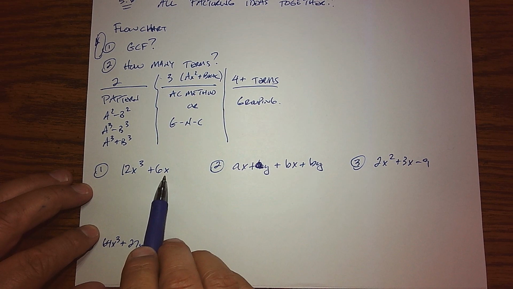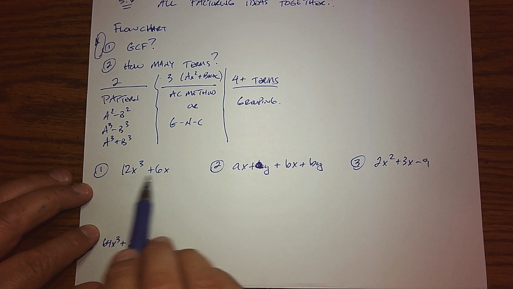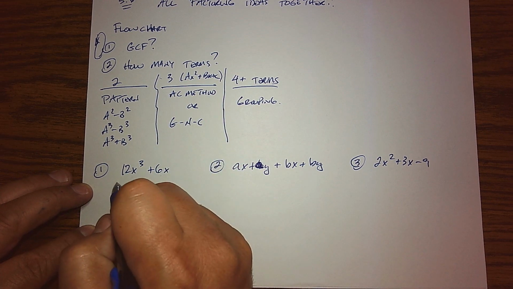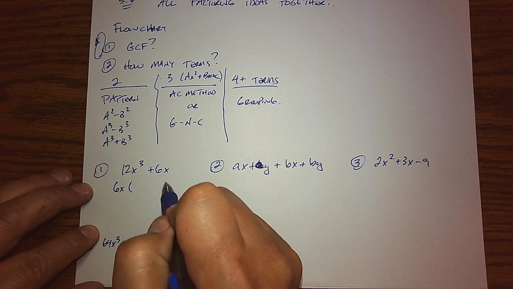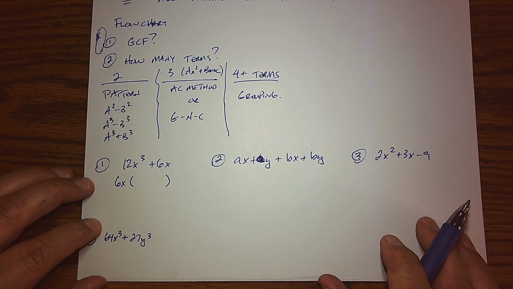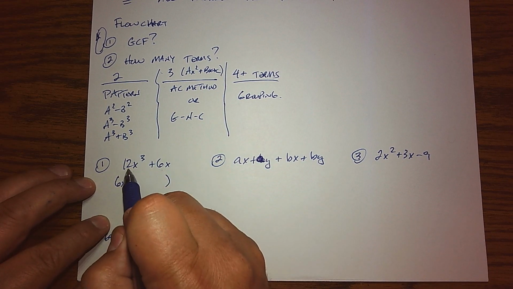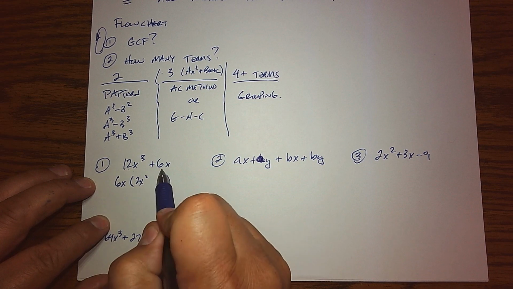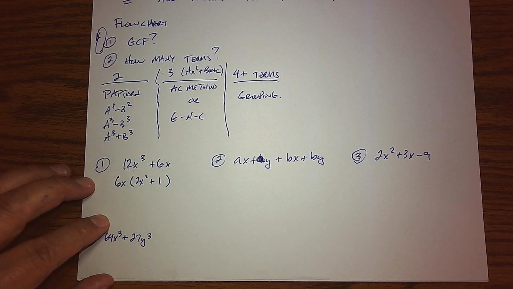So the first one, what I see, first of all, is we ask ourselves, is there a GCF? And when I look at this closely, there is something common between both terms, right? 6 is common and x is common. So my GCF is 6x. So what do we do with that? 6x times, we factor it out or we undistribute it. And then what's left behind, if we factor a 6x out of here, what's left is 2x squared. And then if we factor that from itself, what's left is 1.